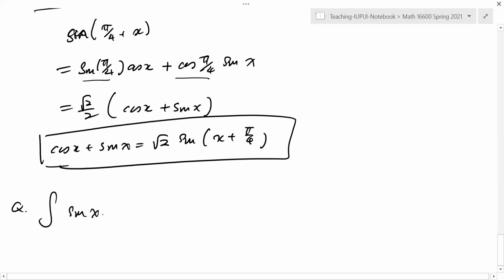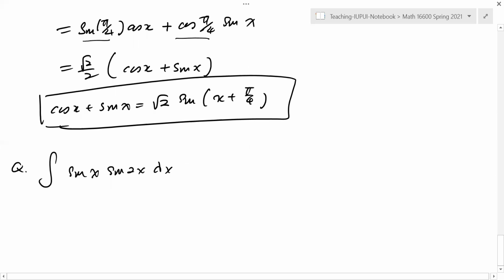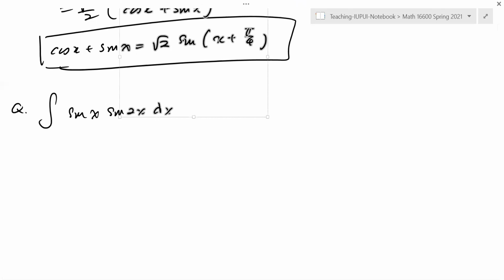Okay, try this: integral of sine x sine 2x dx. I also let you think about the best way to solve the problem, okay? Now, if you always figure out this idea before I show you how to do it, then you probably don't need to do the homework, you're okay. I'm going to give you about 1 minute to think about it. There are actually multiple ways to solve this problem.